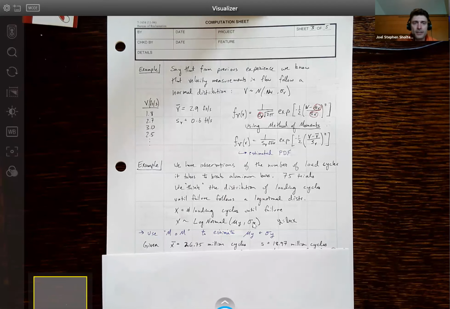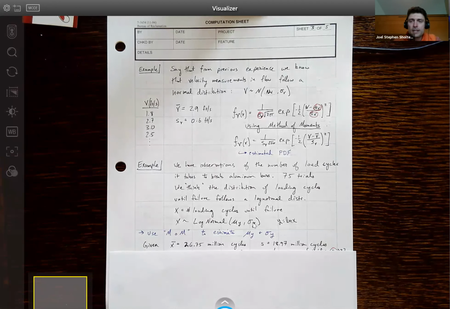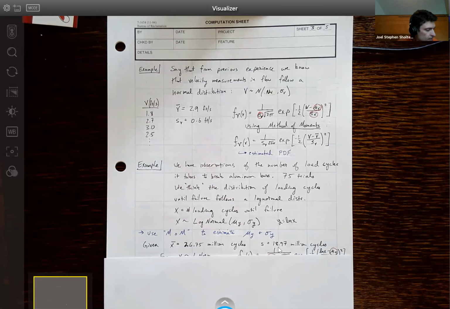Okay, so we take our 75 samples, it's in a machine, it's getting those loads, and we calculate that the mean number of cycles until this bar fails is 26.75 million cycles. The standard deviation is 18.97 million cycles. All right, so pretty good. But now we want to know the probability of failure given the cycles of loading that this piece might experience.